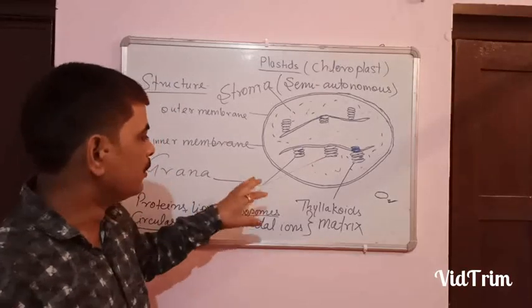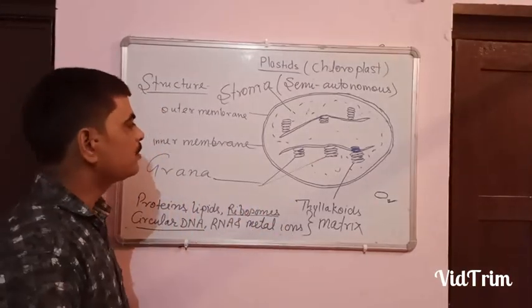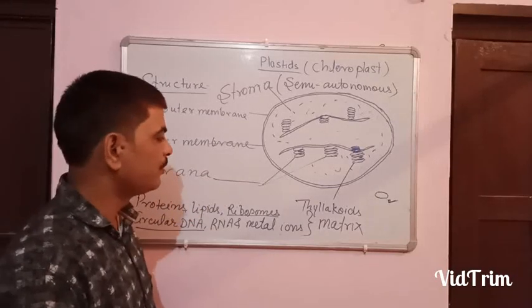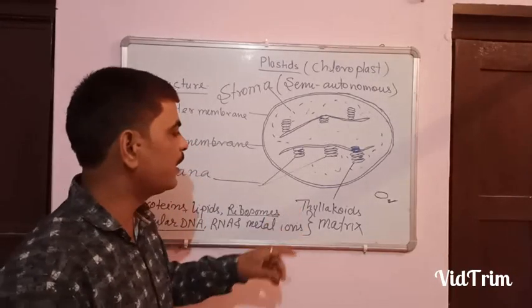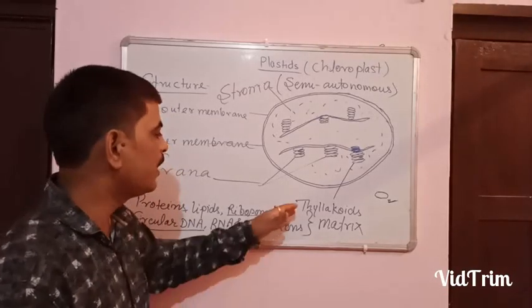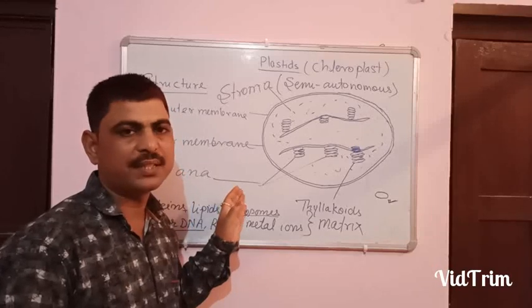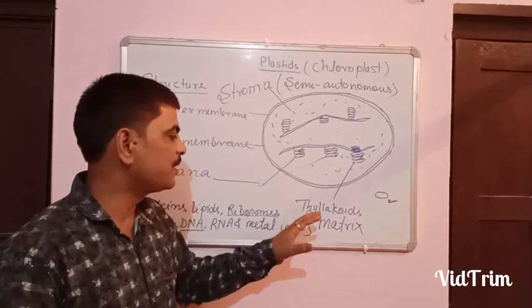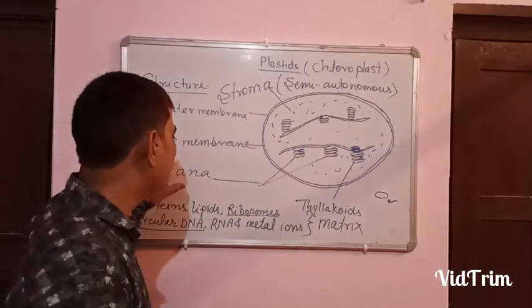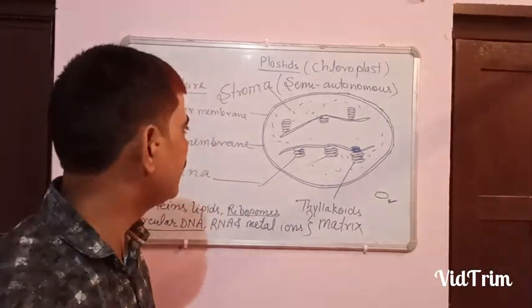So this is the structure. Now, the inner membrane folds, which I called thylakoids, are also called lamellae. The matrix is called stroma, and the lamellae are the thylakoids that pile into the grana. These two parts are there. I think you are understanding the structure.